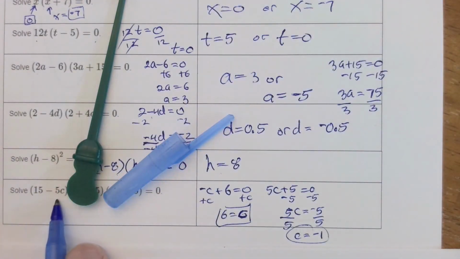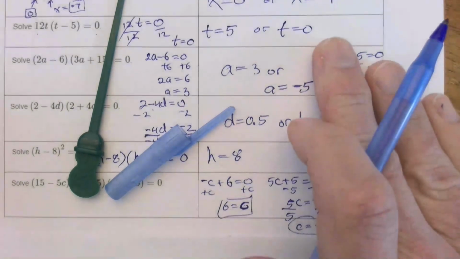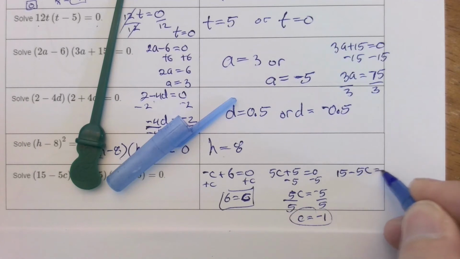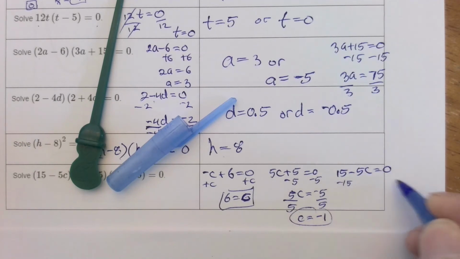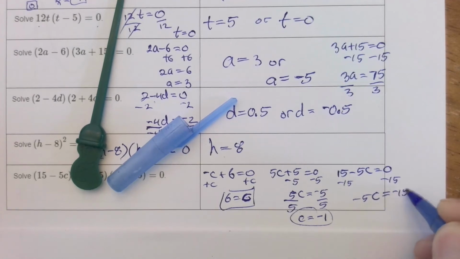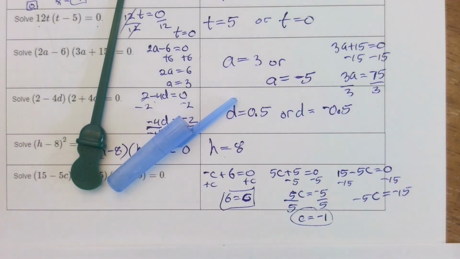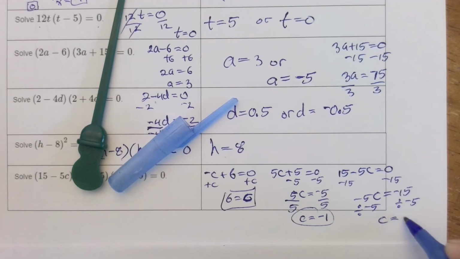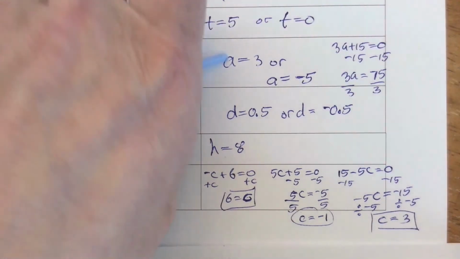Solving 15 minus 5c equals 0 can lead to a third answer. 15 minus 5c equals 0. So subtract 15 from both sides, and then divide by negative 5. And you're going to have an answer of c equals 3. Look at that. 3 different factors, 3 different answers.